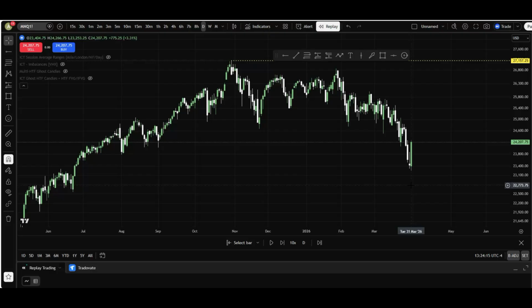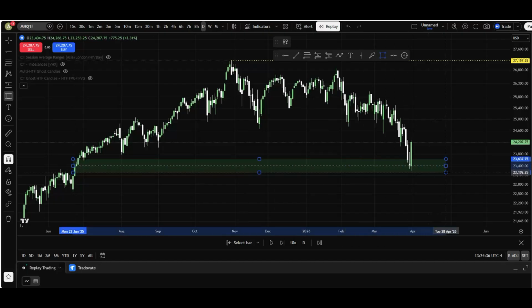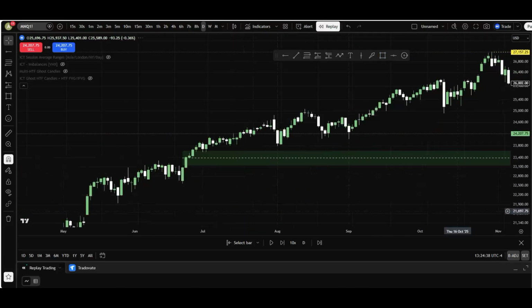This was fairly recently, March 31st, 2026. So you could open this up on a chart and see if you can find if we are turning around at a point of interest. The answer to that is yes.